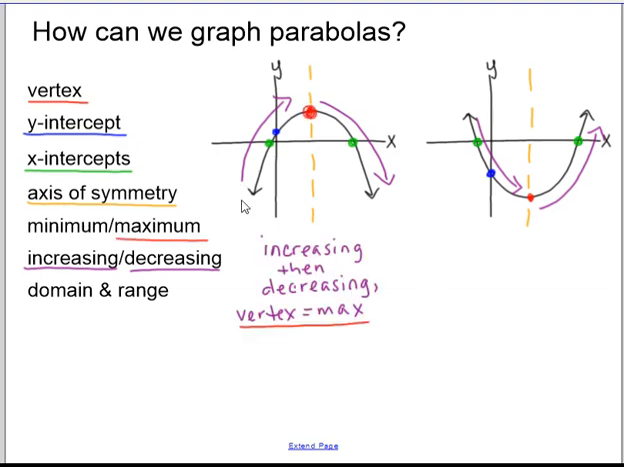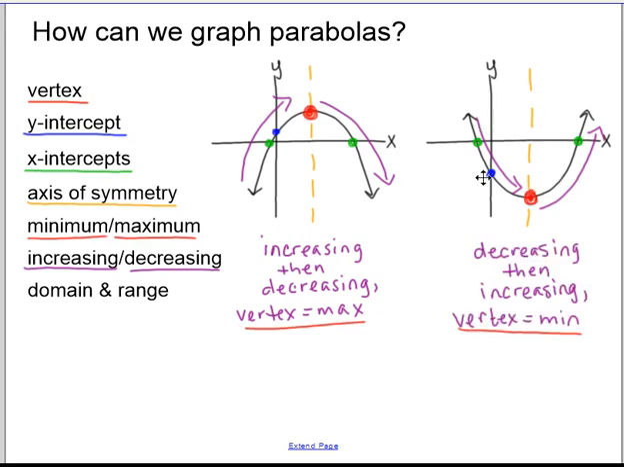So again, if your parabola is opening down, it's increasing, then it's decreasing. The vertex is a maximum. If your parabola opens up, it's decreasing first, then it's increasing, and your vertex is a minimum.